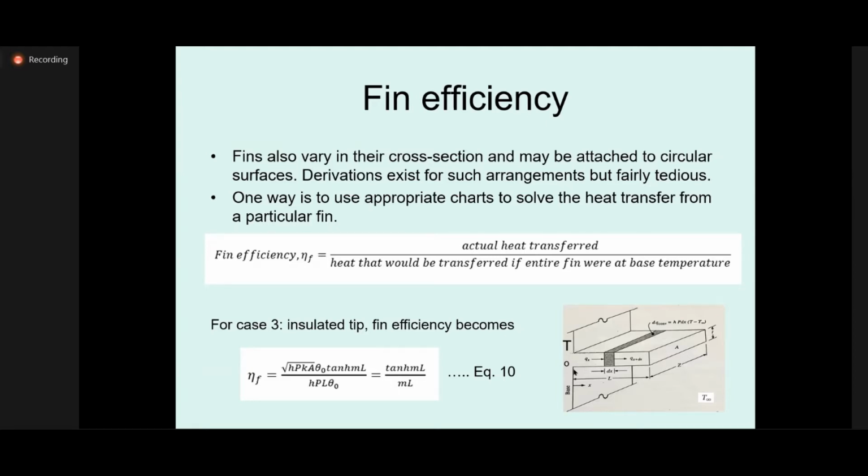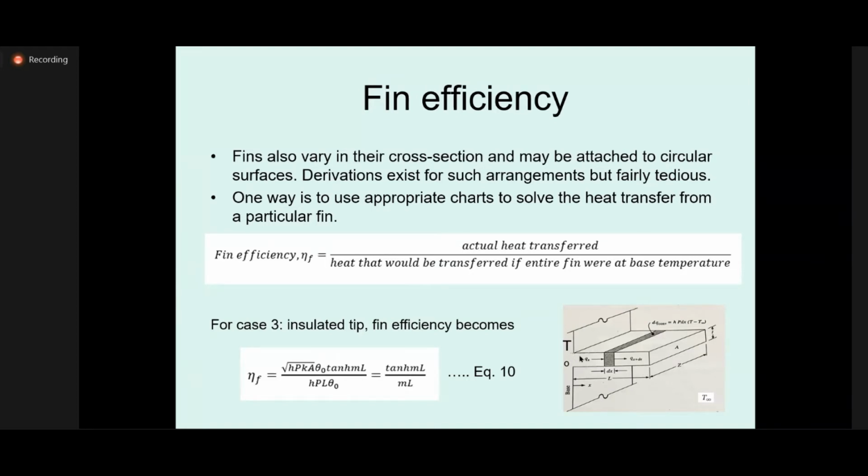So had the temperature of the fin somehow been T0, then the heat transfer would have been a lot higher, because of the loss of heat there will be the temperature drop from there to there. So this is a hypothetical situation where the temperature of the fin is so high that the heat transfer will be more.